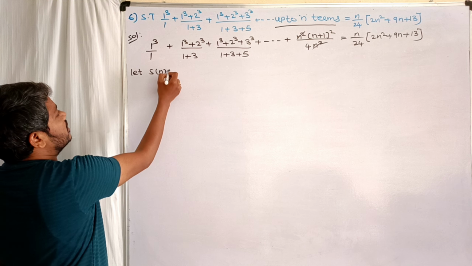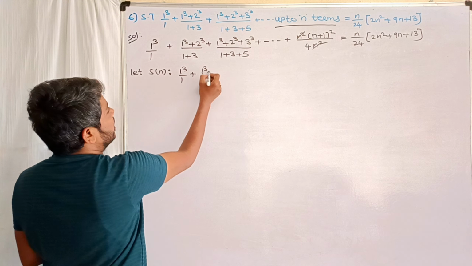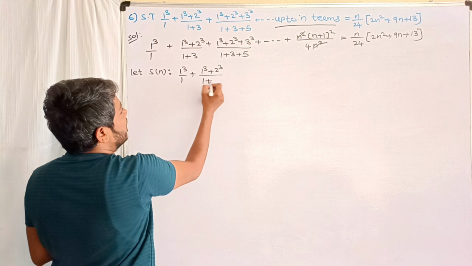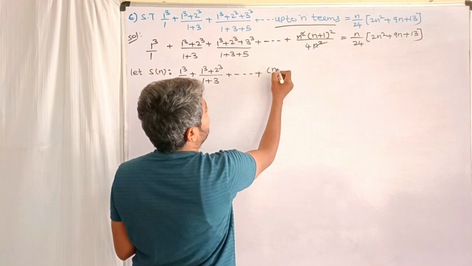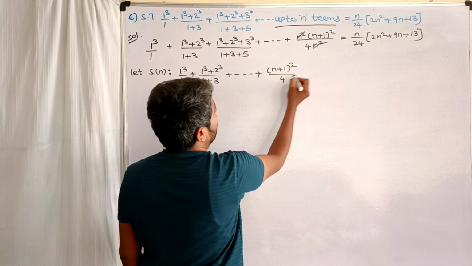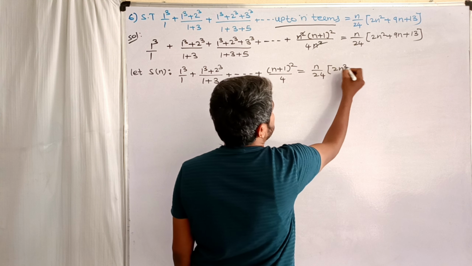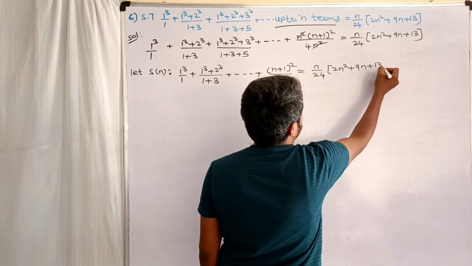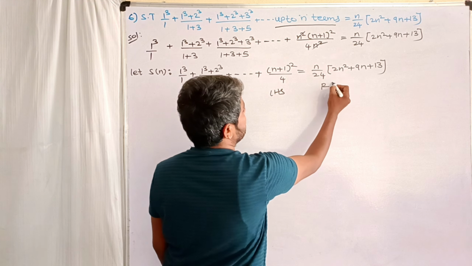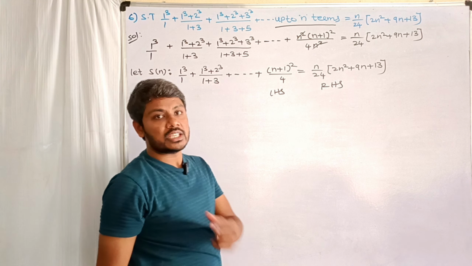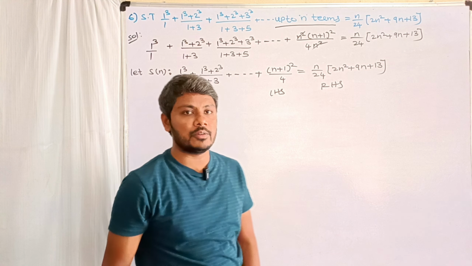Now let S of n be the given statement. What is that? 1 cube by 1 plus (1 cube plus 2 cube) by (1 plus 3) and so on. So what you got here? (n plus 1) whole square by 4, which is equal to n by 24 into (2n square plus 9n plus 13). Clearly, which is LHS and which is RHS. And what is the case 1? You prove for n is equal to 1. You can consider LHS and RHS separately.